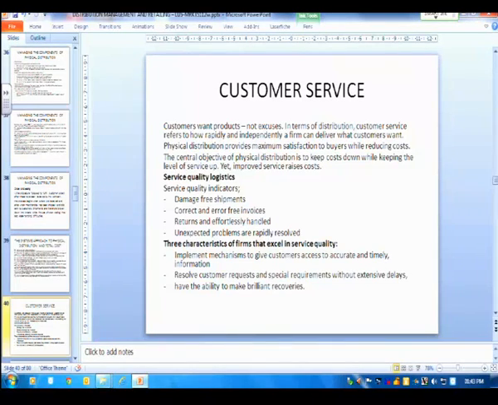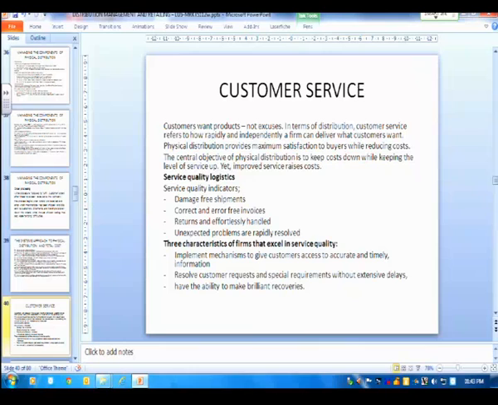Service quality logistics. Service quality indicators are: 1, damage-free shipment; 2, correct and error-free invoices; 3, returns are effortlessly handled; 4, unexpected problems are rapidly resolved. Let's now look at the 3 characteristics of firms that excel in service quality.